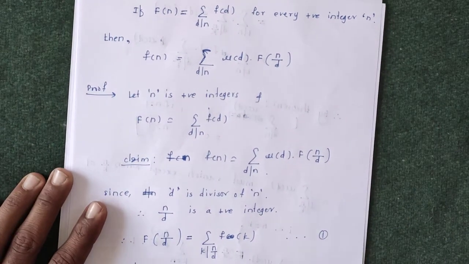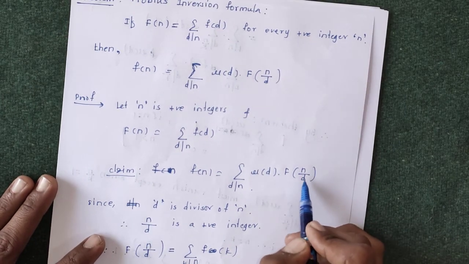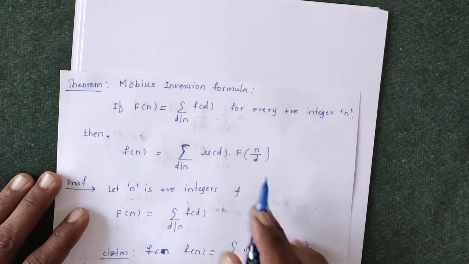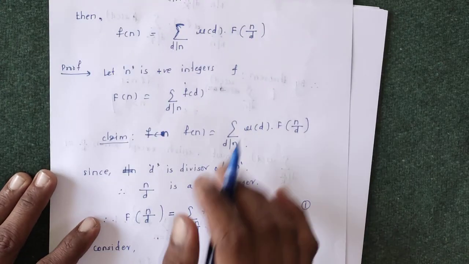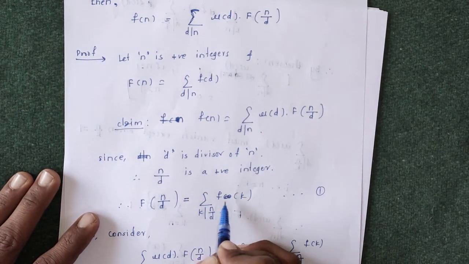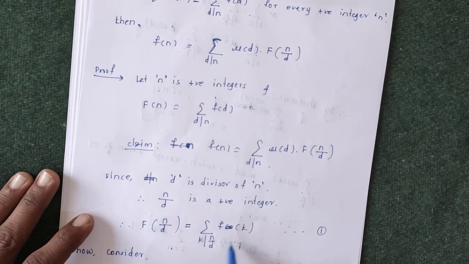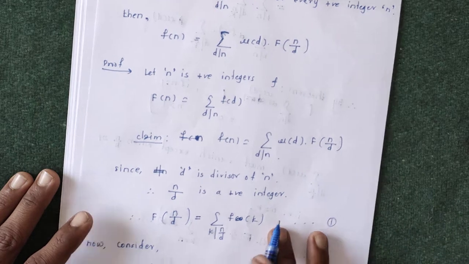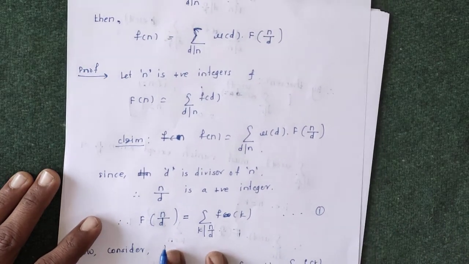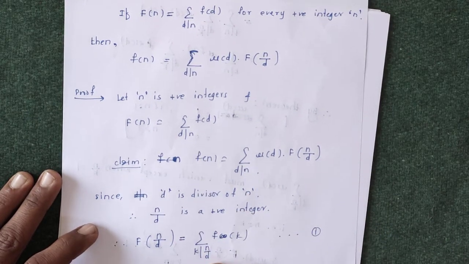To prove this claim, we have given that d is a divisor of n, so n by d will become a positive integer. So for a positive integer n by d, we can apply capital F on it. Applying capital F on n by d, using this definition of capital F, we will get summation of f of k where k is a divisor of n by d. So using this equation 1 in the right hand side of our claim, we will get summation of d divides n mu of d into f of n. This is considering the right hand side and proving it is equal to f of n is our claim.